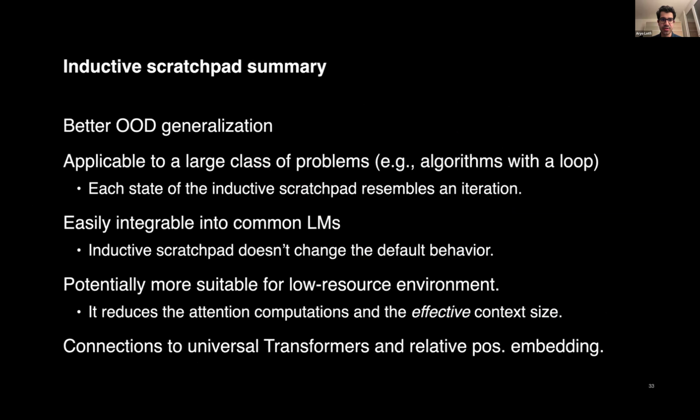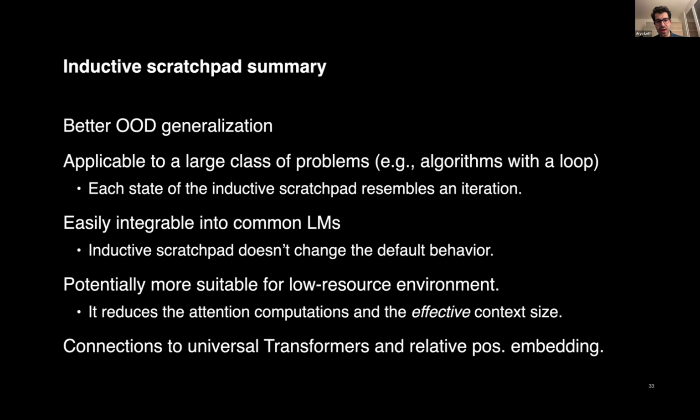So to wrap up the inductive Scratchpad part, this is something that can give us better OOD generalization when more reasoning steps are needed, because it just learns the kind of reasoning step instead of the whole reasoning path. So it just learns how to go to the next part of the reasoning state. And it's also very easily integrable into common language models, because we just introduce 2 new tokens and we do attention masking based on those new tokens.